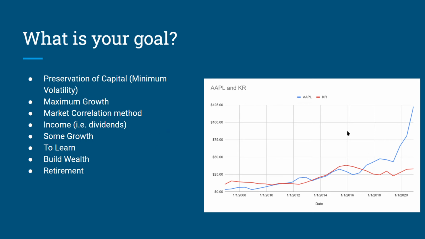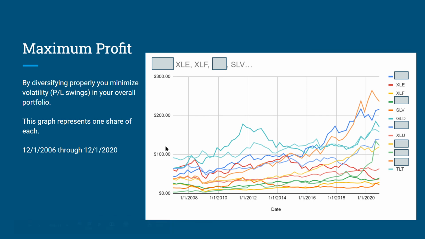And these are just two examples again: Apple versus Kroger, right? Apple went way up, and Kroger's steady to go up. So this again is just an example, and to maximize profit. So this is an example of 12 different investments, 12 different asset classes as well. So we have energy, financials, silver, gold, utilities, bonds, as well as the other major sectors as well.